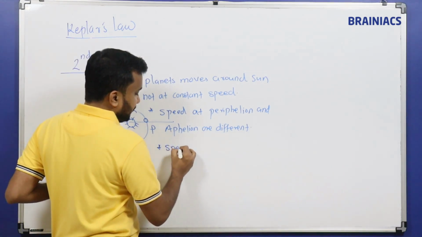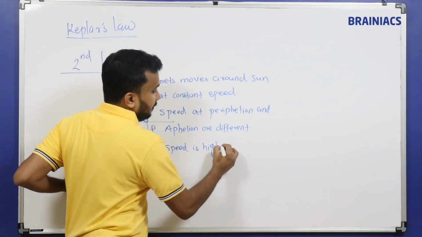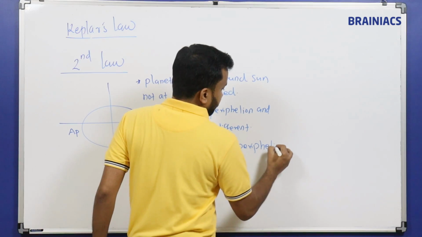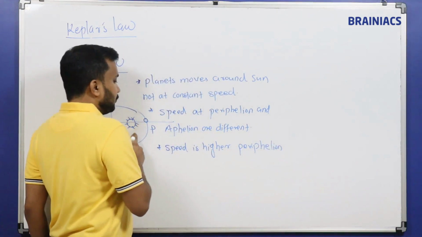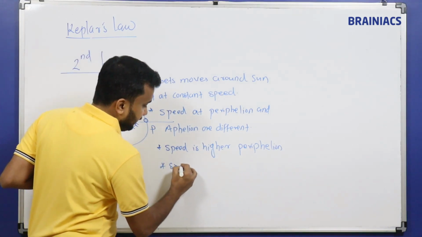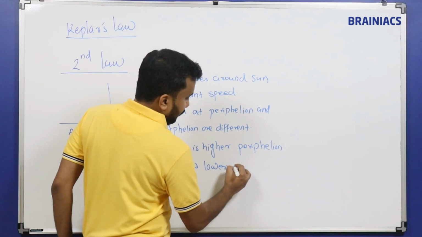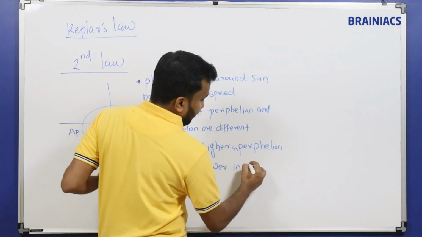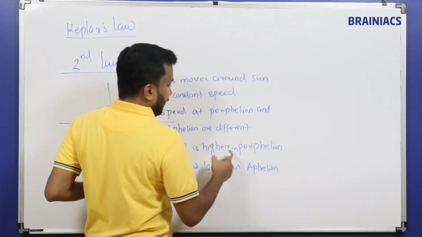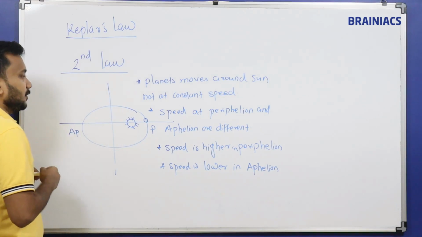Speed is higher at perihelion, which means when the planet is closer to the sun, speed will be higher. Speed is lower in aphelion. Speed is higher in perihelion, speed is lower in aphelion. So this is what the second law states.